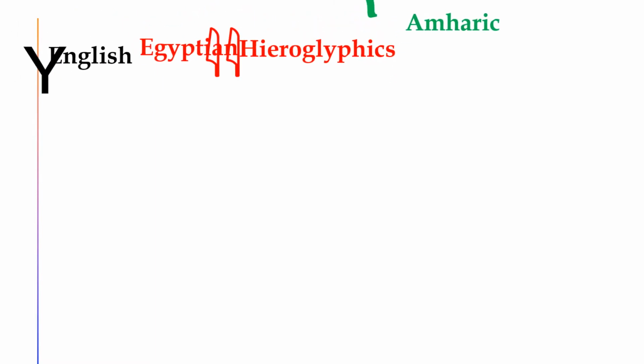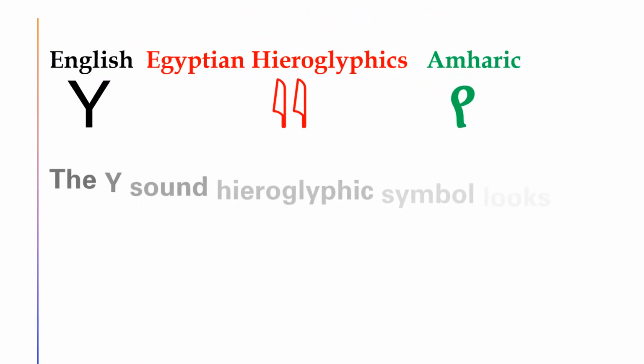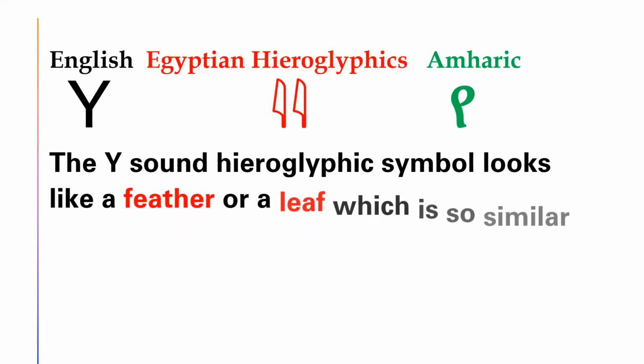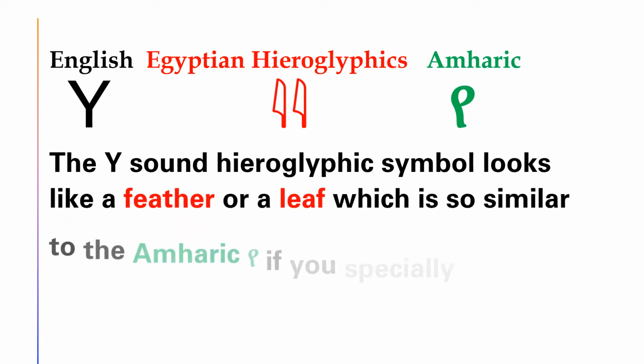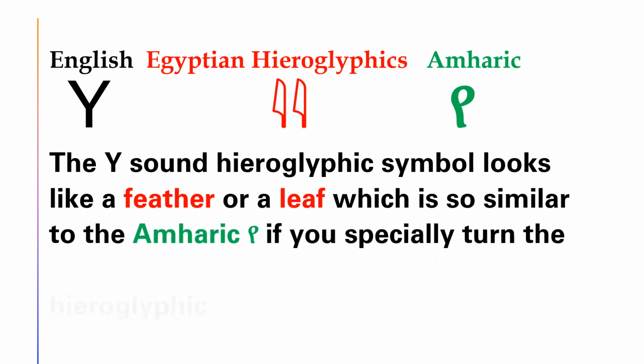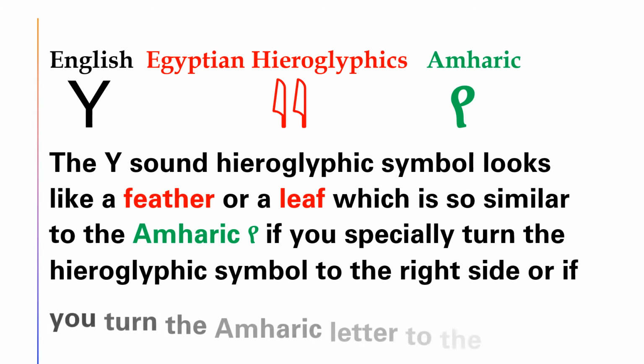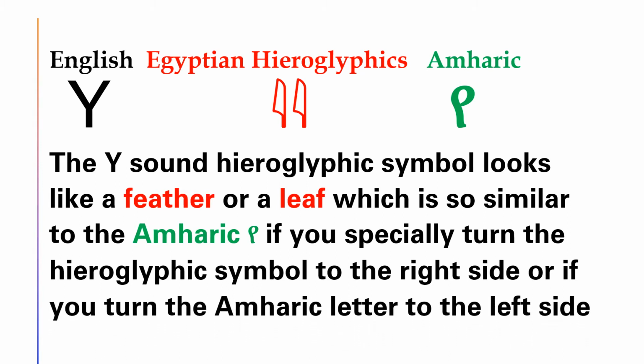Then the next alphabet is the Y. As you can see, the Egyptian hieroglyphics, it looks like a feather, a symbol of a feather, or it looks like a leaf. And as you can see, the Amharic symbol is also the same as the Egyptian hieroglyphics, especially if you turn the Egyptian hieroglyphics to the right side, or if you turn the Amharic symbol to the left side. Both look like a feather or a leaf.